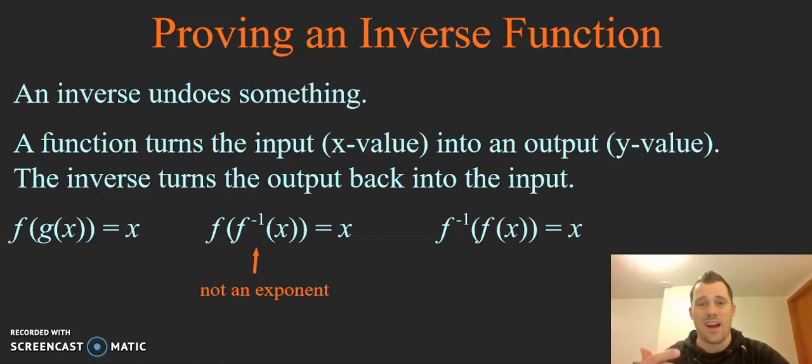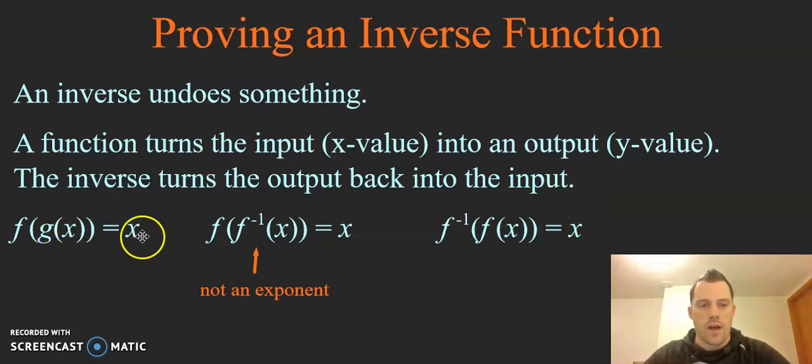In this video, we're going to look at how we prove if two functions are inverses of each other. So remember that an inverse undoes something. It undoes the action of the original function. And so if a function takes in some input, or x value, it gives us some output. And if we plug that output into the inverse function, what we get back is what we originally input.